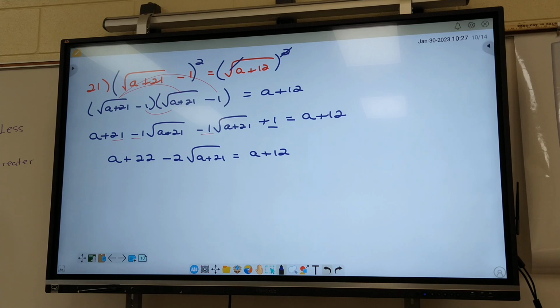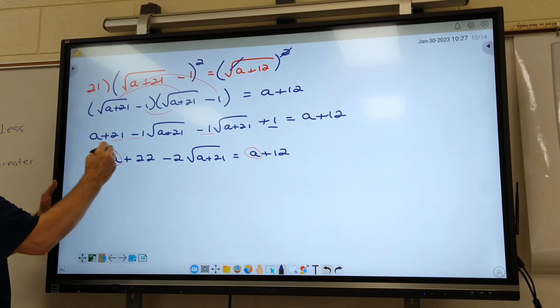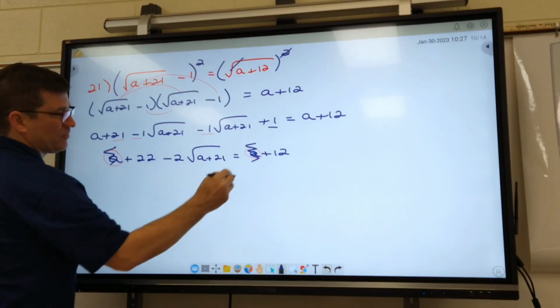Now, before I can square both sides, Matthew, I got to get the square root symbol by itself. So we got to start moving some stuff over. What's going to happen with this A when I move it over here and get with this A? All right, these cancel out. Will that always happen on this type of problem? Yes.